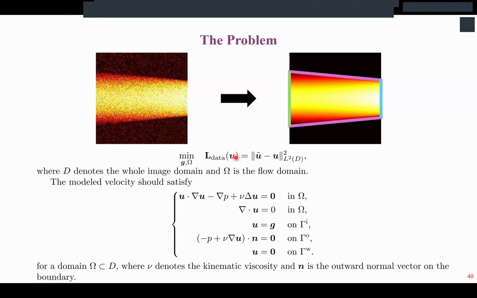So what we want to do is to find another modeled velocity u. The measured data is indicated by this u tilde, and what we are interested in is this u. We hope this u, of course, to be as similar to u tilde as possible. And because of physics, we hope it should satisfy the incompressible Navier-Stokes equations with some boundary conditions.